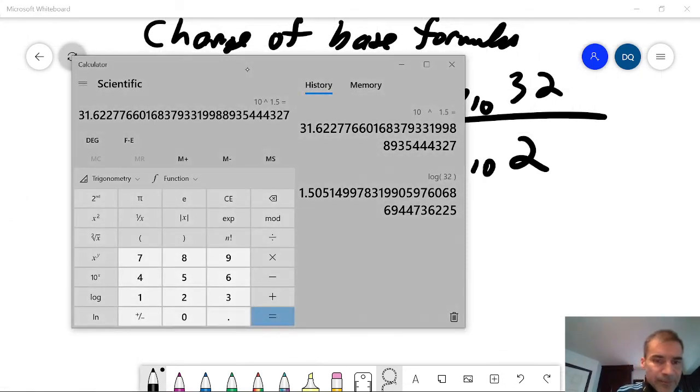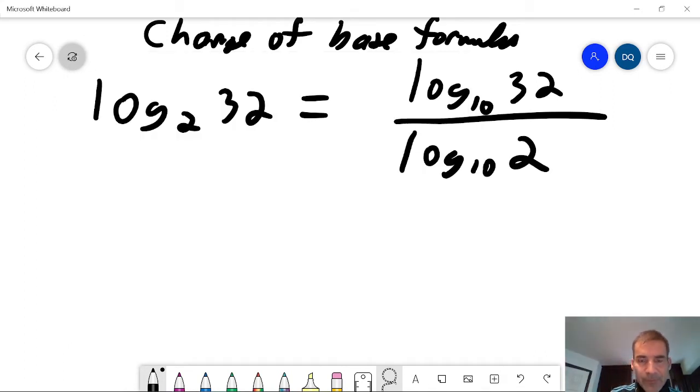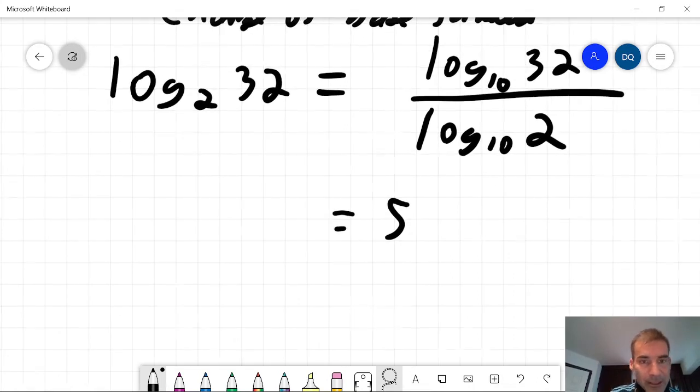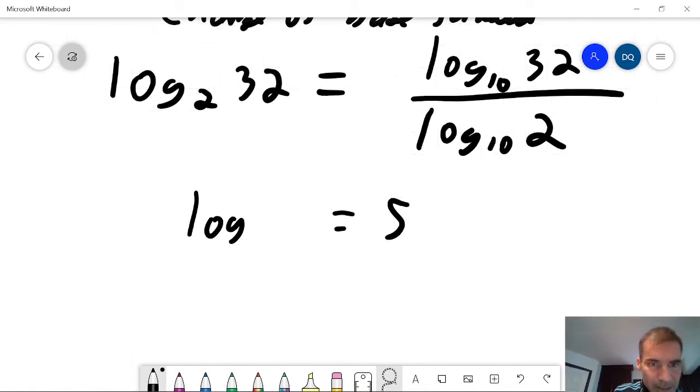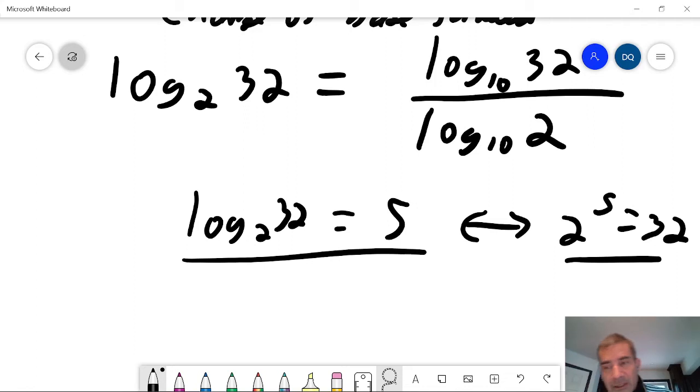Let's just try that. I take the base 10 log of 32 and divide that by the base 10 log of 2, and that gives me 5, as required. This is telling me that the base 2 log of 32 is 5, that's equivalent to saying 2 to the 5 is 32. Logs are defined implicitly, not explicitly.